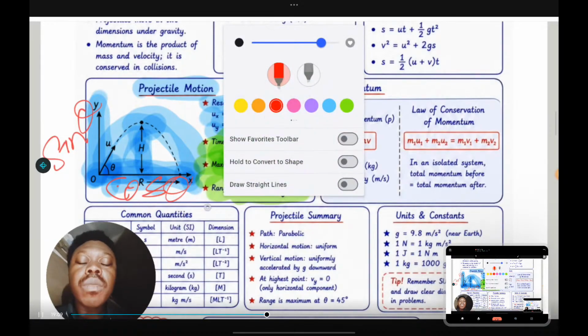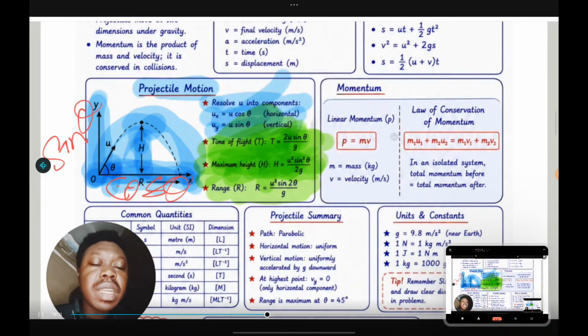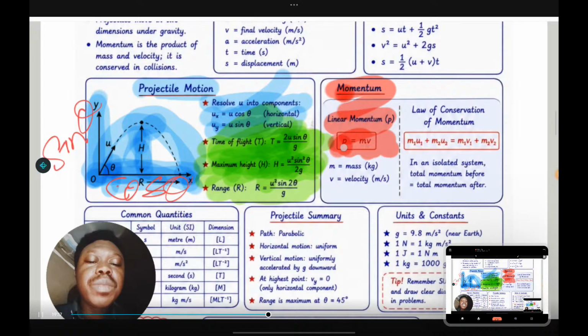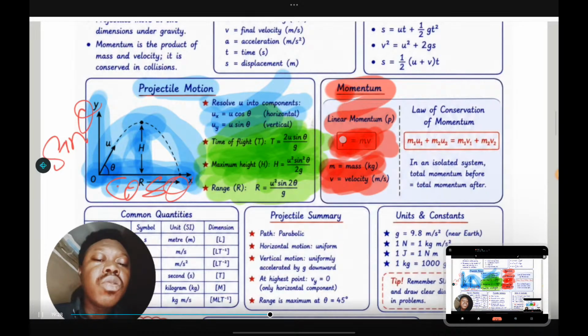Now let me capture momentum, even though I put this in one of the topics. Momentum, we have linear momentum, P equals mv. This P represents momentum, not power. Is that clear? Then our m is mass and our v is velocity. So mass multiplied by velocity gives you momentum.